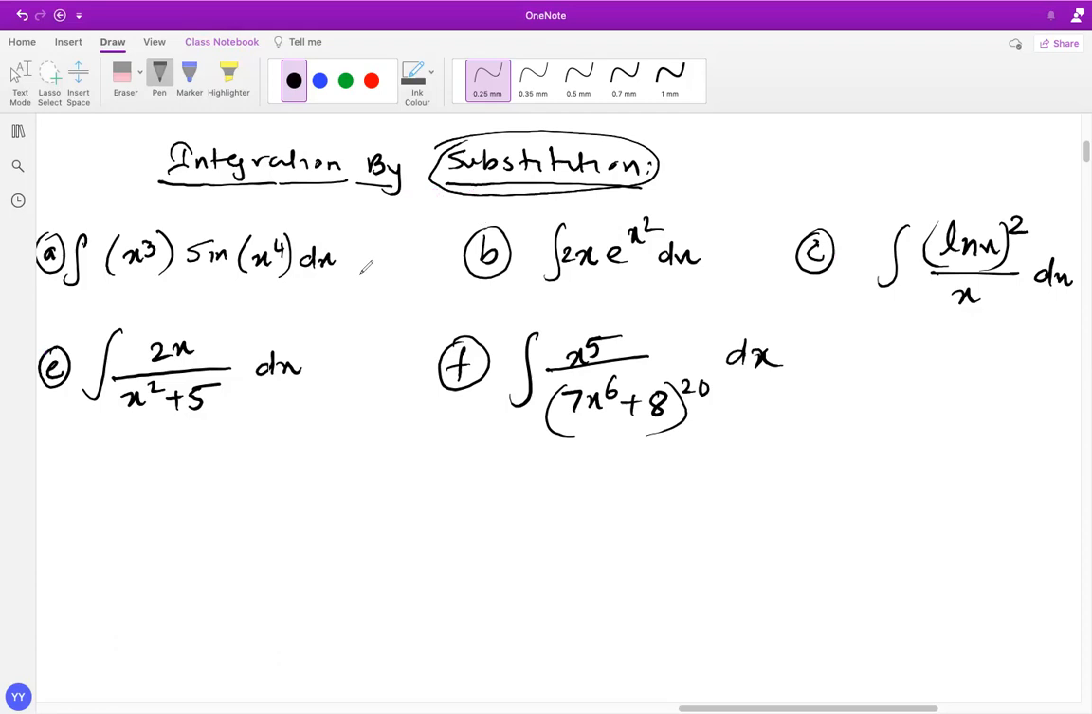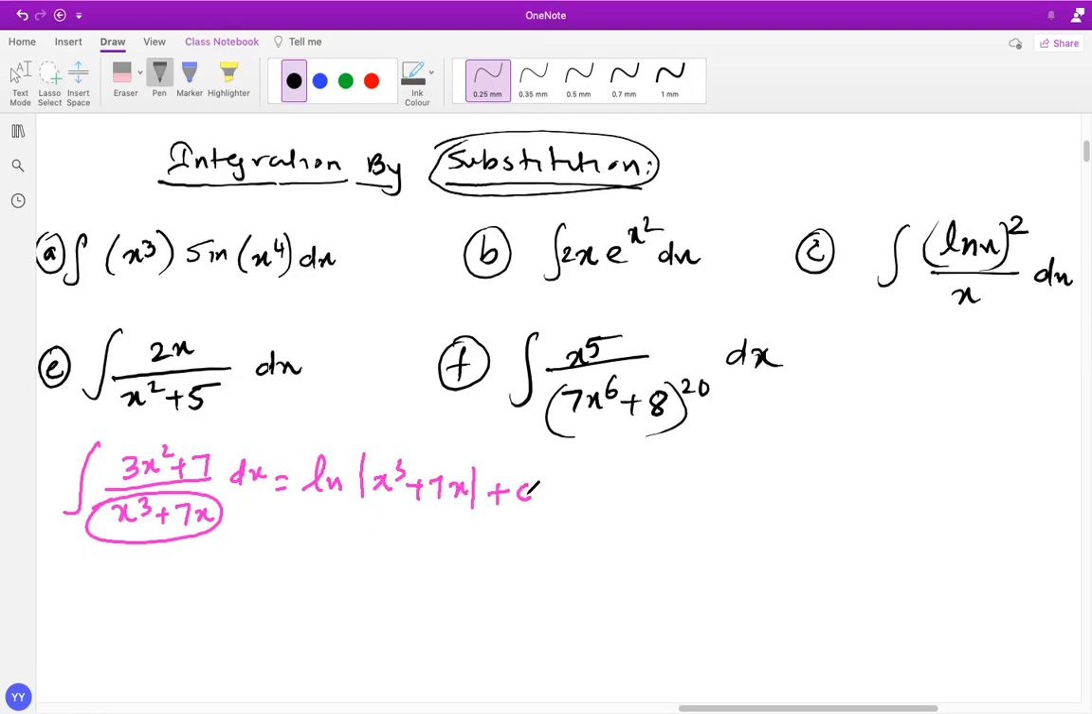One more example that I can give is, let's say, I have x cubed plus 7x in the denominator and 3x squared plus 7 in the numerator. Now you can see that the exact derivative of the denominator is in the numerator. So this answer is straight away ln of x cubed plus 7x plus c.